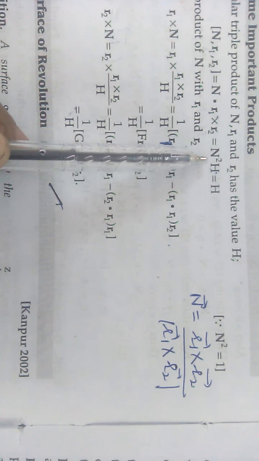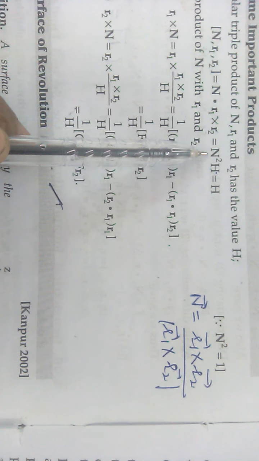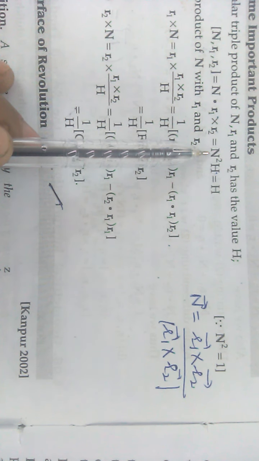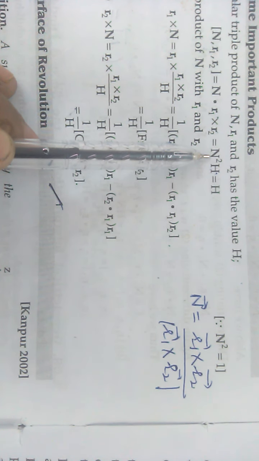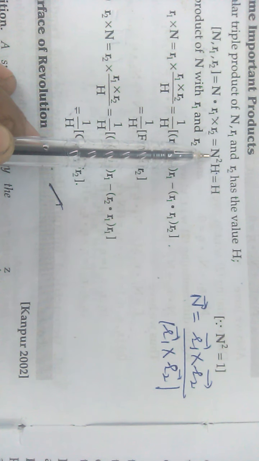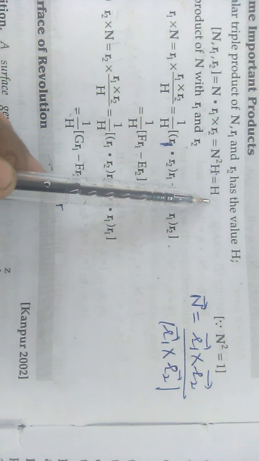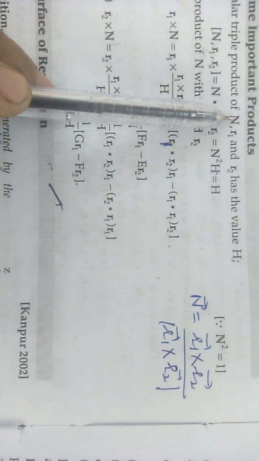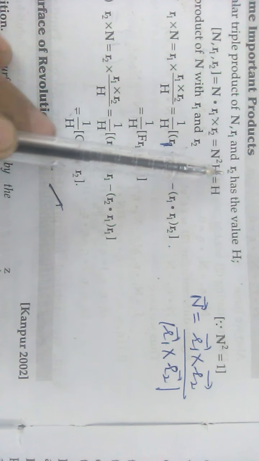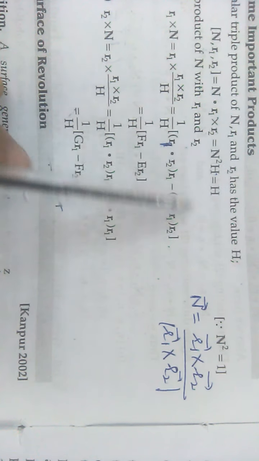So substituting the values here, we get n square into h. Now because n is the normal unit vector, n dot n will be 1. So this quantity will further be equal to h. So this is the first result. We have shown that the scalar triple product of the three vectors, vector n, vector r1 and vector r2, is equal to the quantity h.